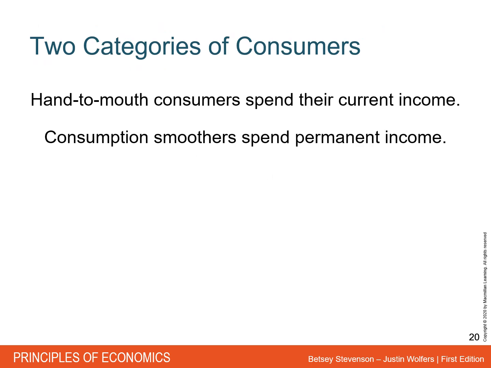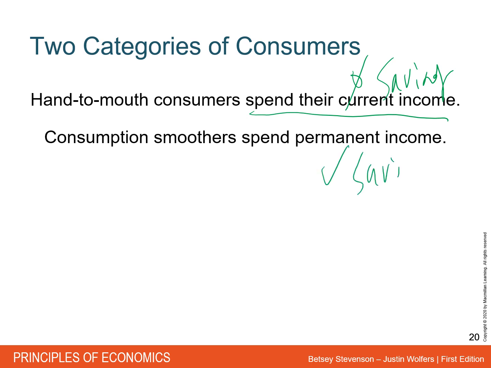There are two types of consumers. We have what is called a hand-to-mouth consumer, who spends their current income, that means no saving. And then we have consumption smoothers, who spend their permanent income, that means we're going to have saving here. Right, so two complete opposites. Hand-to-mouth consumers don't save money at all. Consumption smoothers will save money and try to make sure the consumption is very steady.